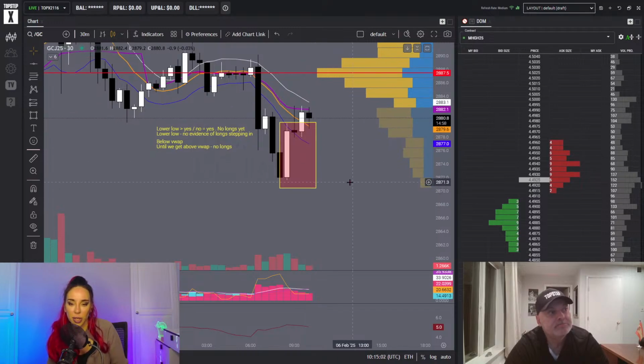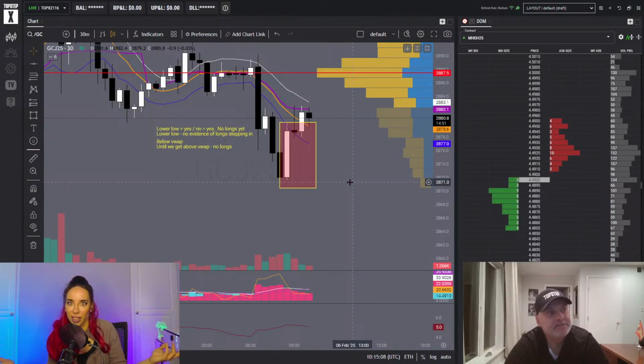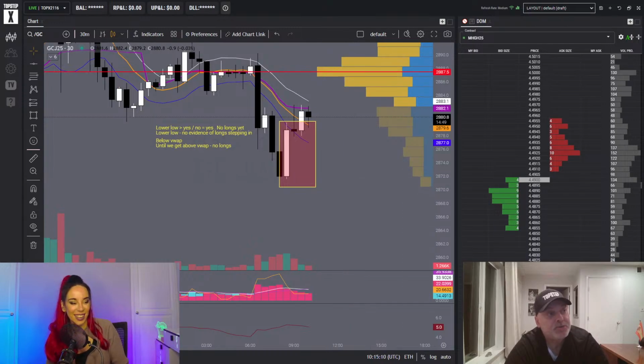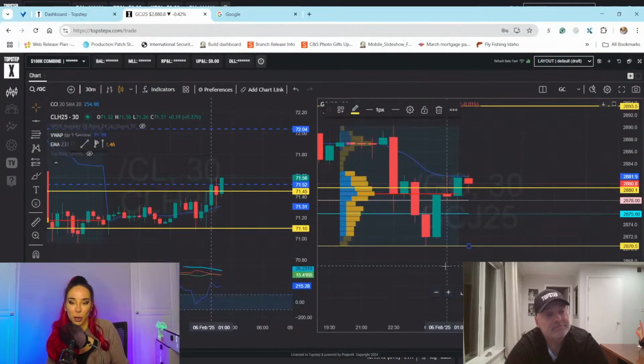VWAP is a volume weighted average price. The reason why it's reactive is because there was a lot of volume there. If anything, we should be looking at short. Exactly. We should be looking maybe at a failed auction. Absolutely. So right now, for me, longs are off the table on gold completely.